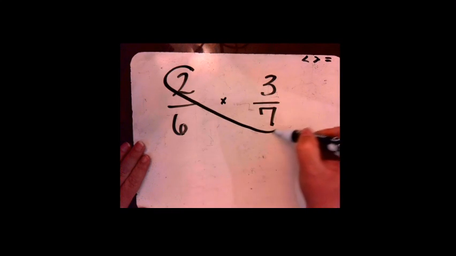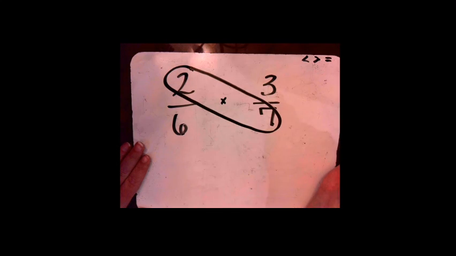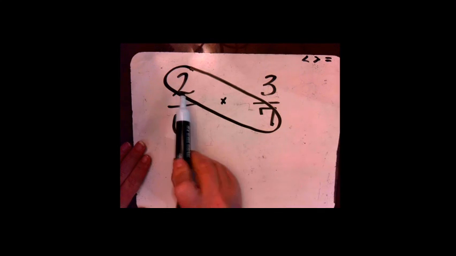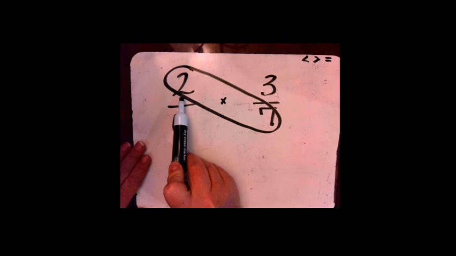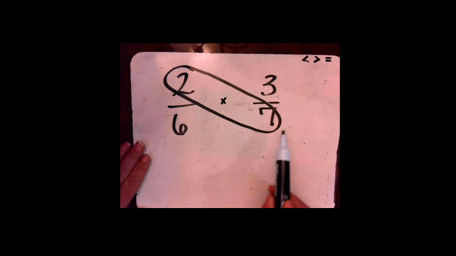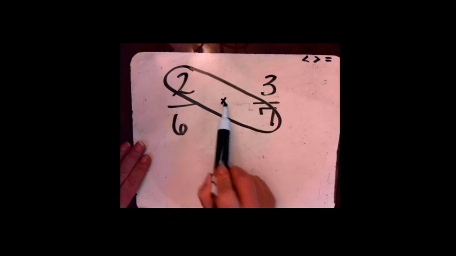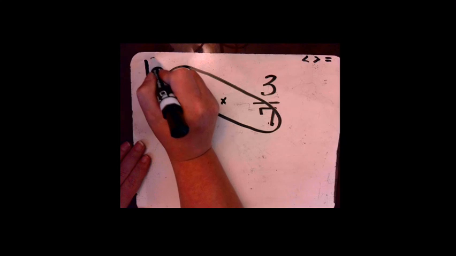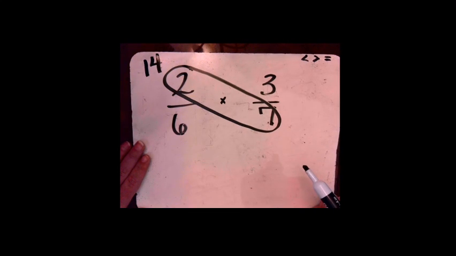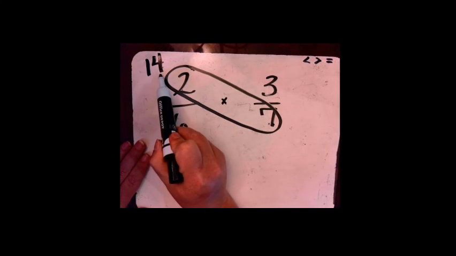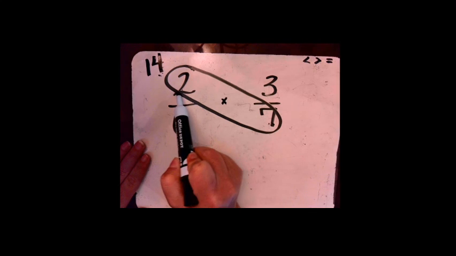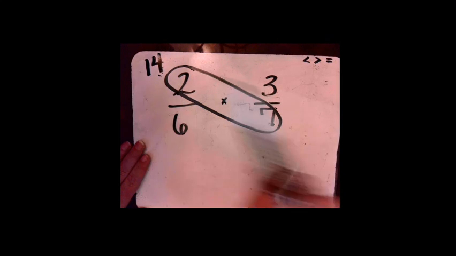Then you're going to circle your first crossover numbers, okay? It's always the top number of your first one, the numerator, and the denominator that it's being compared to. That's what we're crossing over. That's why it's called cross multiply, okay? So I have 2 times 7 equals 14. Remember, put your answer at the top beside the numerator that you multiplied.